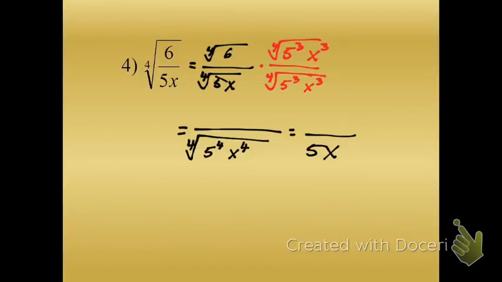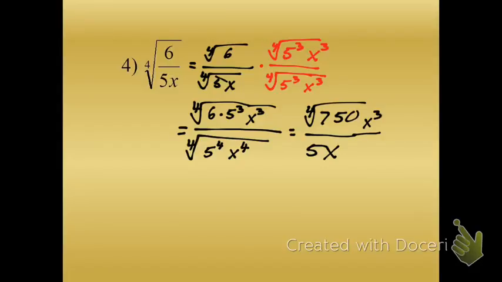Alright, so we're going to rewrite that now. So the fourth root of 6 times 5 cubed x cubed. If there were any factor trees you could pull out of this, you would. But 6 factors out to be 2 and 3. Then you have 3 more 5s, so you need 4, you don't have any, so go ahead and multiply all that together. So you have the fourth root of 750 x cubed. And that's your answer.